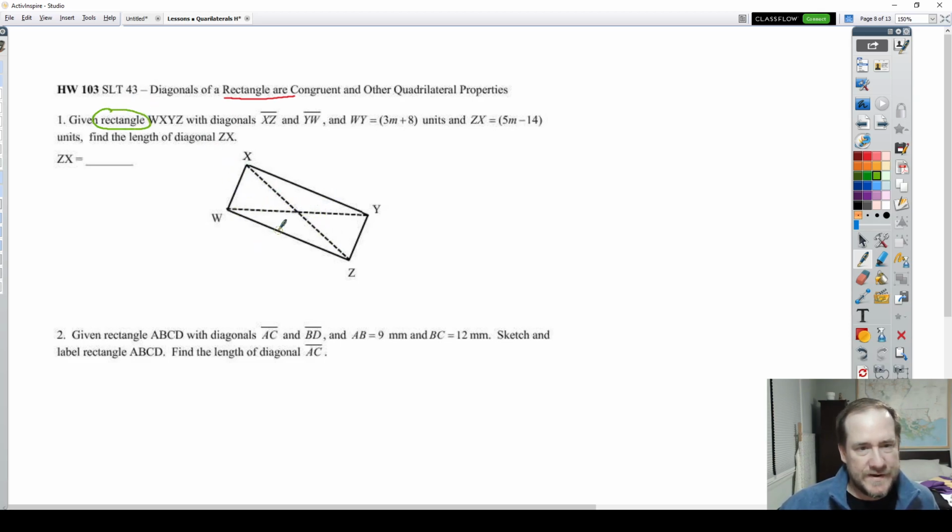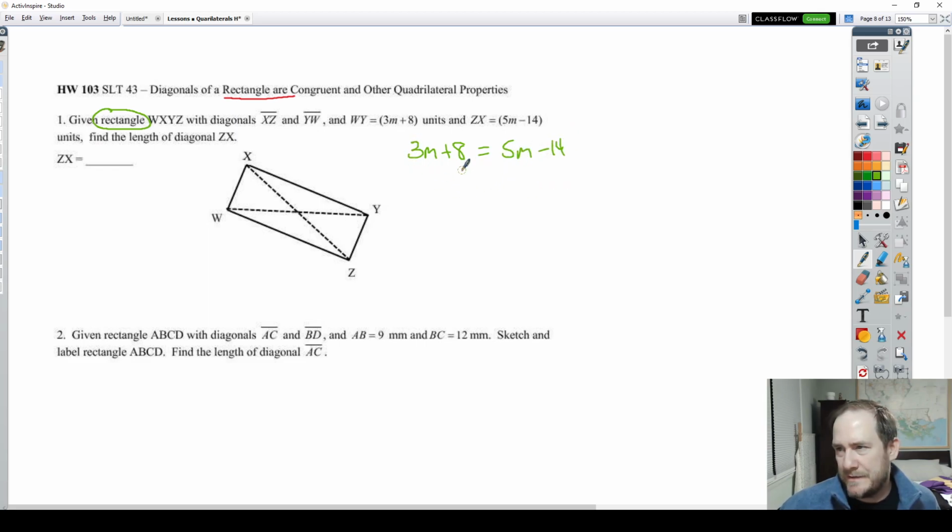Now, that's not true in any other parallelograms, except for squares. But the only quadrilaterals whose diagonals are the same length are a rectangle and a square. So I can take these guys, just set them equal. So we'll go 3m plus 8, set it equal to 5m minus 14.